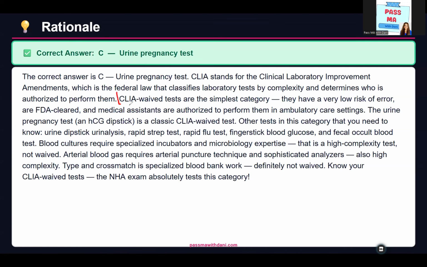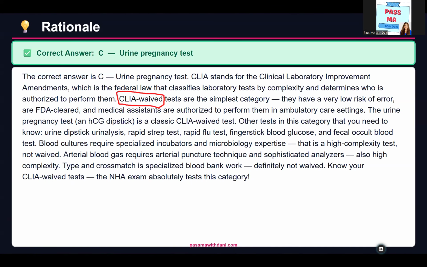So I want you guys to remember this term CLIA waived. As medical assistants, it is in your scope of practice to perform CLIA waived tests. These are considered to be the most simple category. Why is that? CLIA waived tests basically have a very low risk of error. They're FDA cleared, and you are authorized to perform these in an ambulatory care setting.